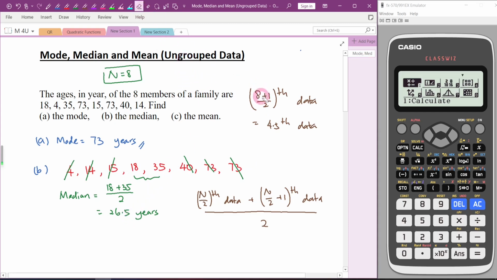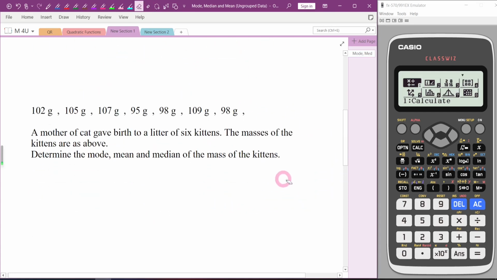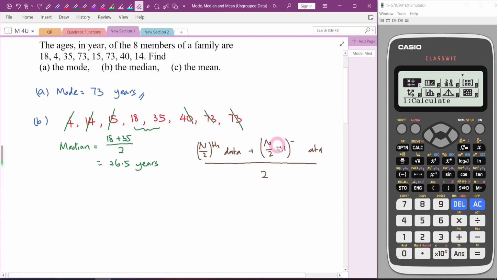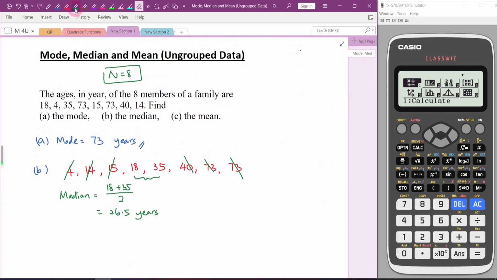Mean, majority of the students will have no problem. This is average. Oh, sorry. Let me go back. Okay, so mean, you can use this formula, x bar. Okay, this is sigma x, means that you take all the data, add up together, sigma x.